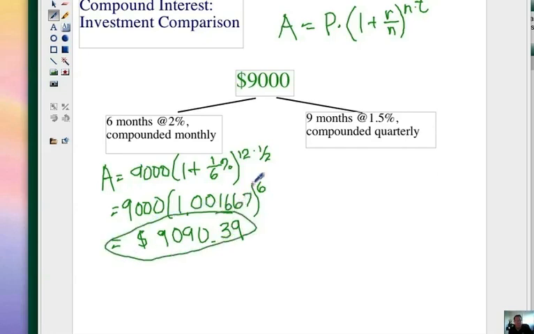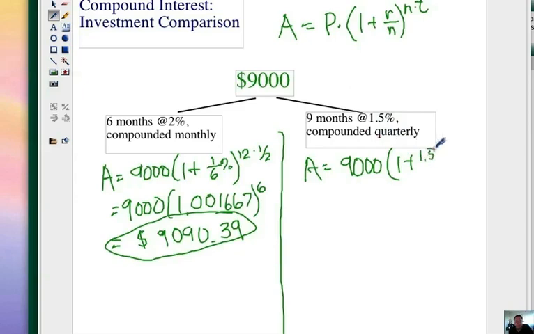All right, so do a quick calculation on the other side. It's the same amount of money, $9,000 times 1 plus. Now your interest rate is 1.5, and it's quarterly, so it's 1.5 divided by 4. That's the percent. We'll have to move the decimal point over in just a minute. Now the nt, t is 9/12 of a year, and n is 4, since it happens quarterly, 4 times a year.